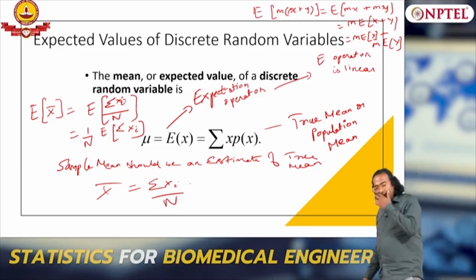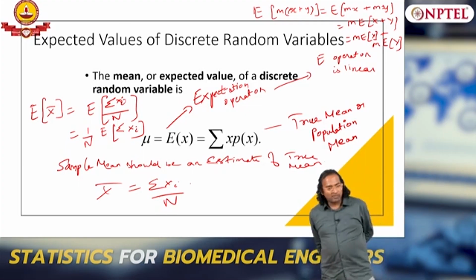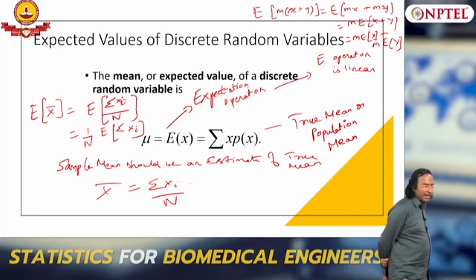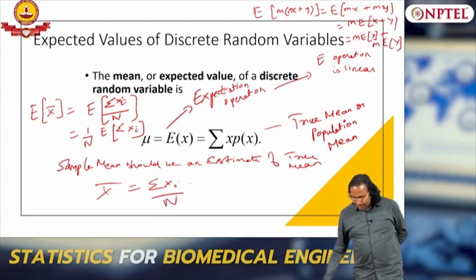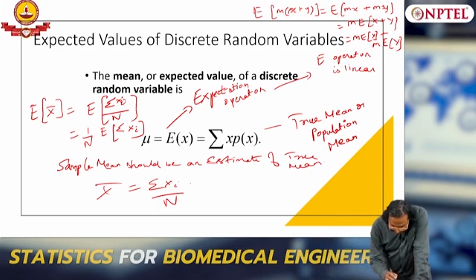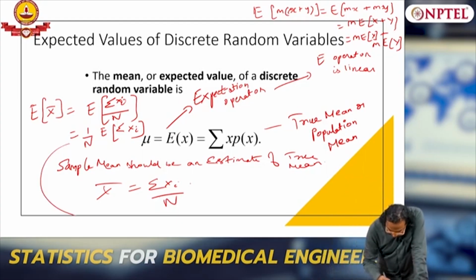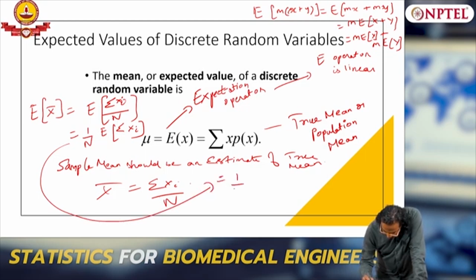So now when I say expectation is a linear operator, expectation of m times (x plus y) equals expectation of mx plus expectation of my. Since expectation is a linear operator, what can I do? Summation and expectation can be interchanged.